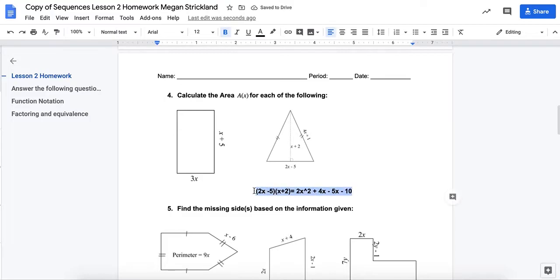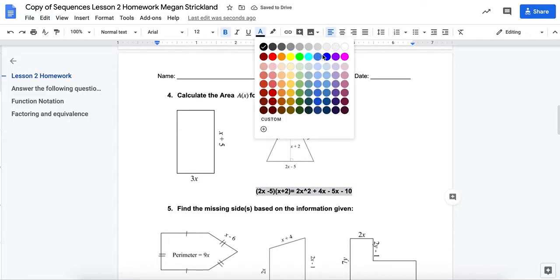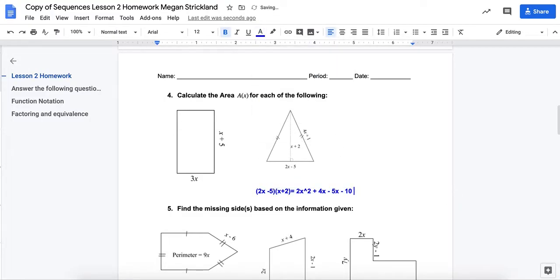Again, I'm going to change this to be blue font. Okay, and then from there, I can combine my x's. So 4x minus 5x is negative x. So we have 2x squared minus 1x minus 10. And that is going to be my answer here for the area.